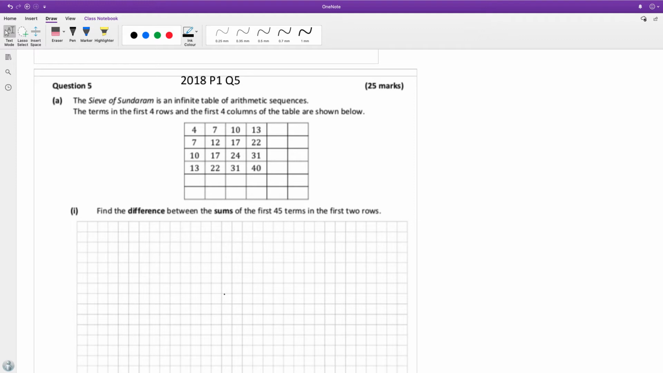So, the Cephas Dam is an infinite table of arithmetic sequences. Right, first things first, make a little note. Are we adding or are we multiplying? What are we doing? Adding. We are adding. Terms in the first 4 rows and the first 4 columns of the table are shown.